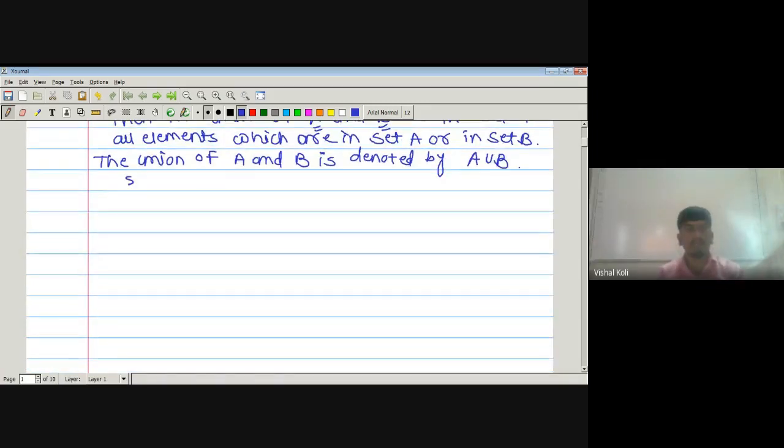Symbolically, A union B contains all the elements x such that either x belongs to A or x belongs to B. So A union B is the collection of all those elements x such that x is either in A or in B. If it belongs to both A and B, then it is present in A union B, and if it is present in only one of A and B, then it is again present in A union B.